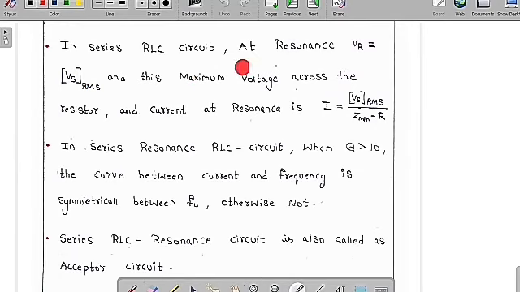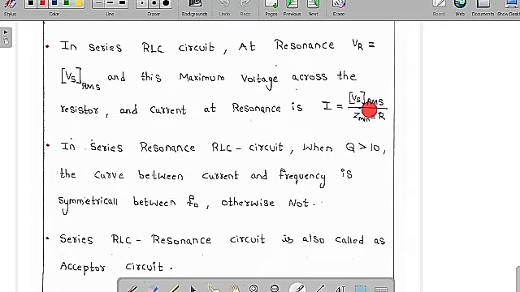In a series RLC circuit at resonance, VR is equal to Vs RMS. I have already told you in a series RLC circuit at resonance, VL is equal to VC. Because of that, the supply voltage is equal to the voltage across the resistor. So the RMS value of the voltage across the resistor is equal to the RMS value of the source voltage. This is the maximum voltage across the resistor, and the current at resonance is I equal to Vs RMS by Z minimum, which is equal to R. As the voltage is very high, it is equal to the supply voltage at resonance.